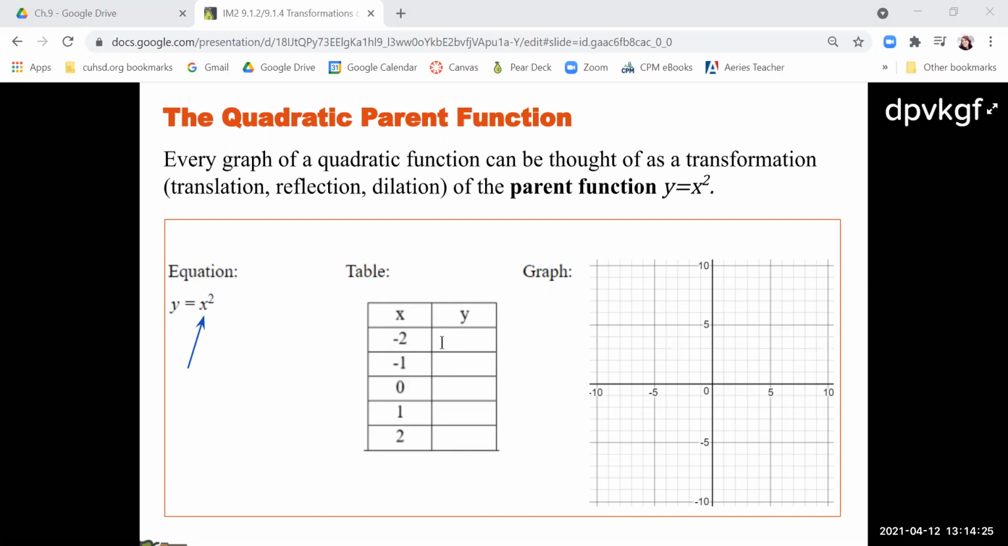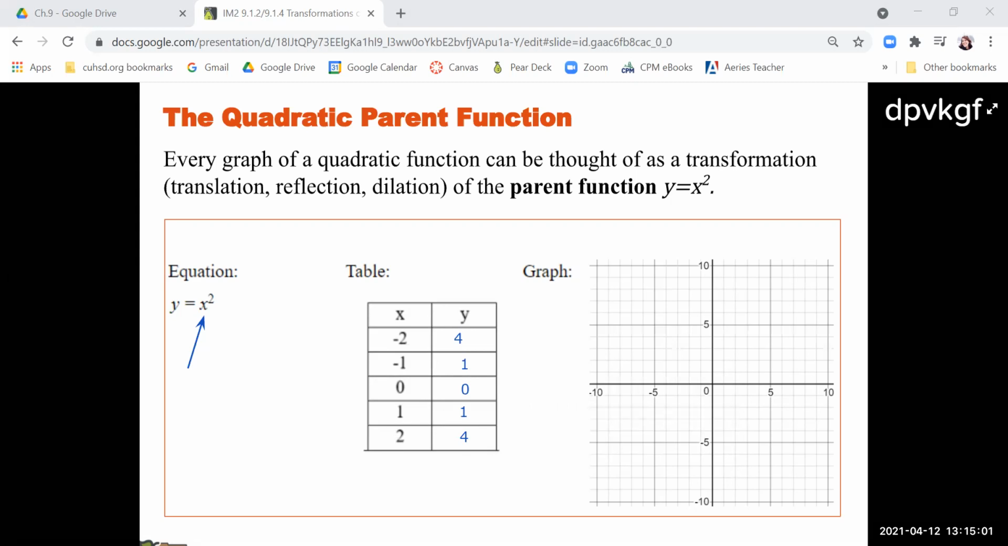So when we input -2, squared is +4. So our output is 4. Input -1, squared is +1. Input 0, squared is 0. 1 squared is 1, and 2 squared is 4. And we could continue this. The next one would be 3. Input 3, output 9. 3 squared is 9. Input 4, output 16. You could continue on, but this is enough for what we need.